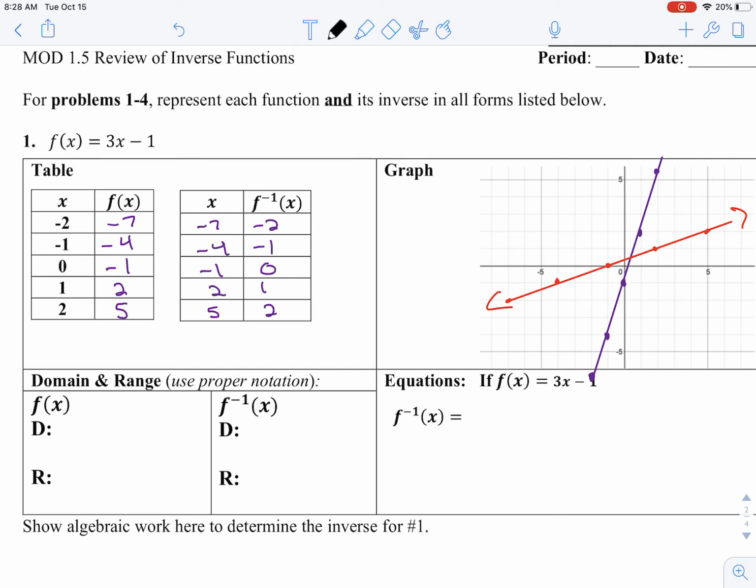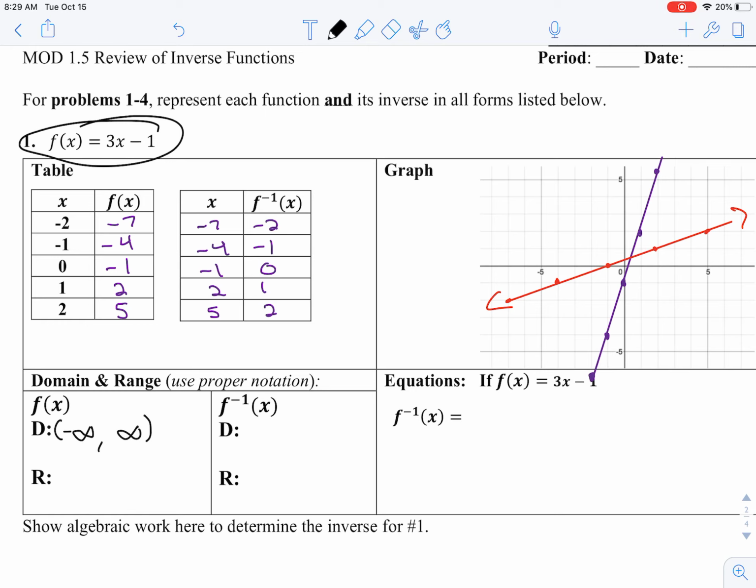Okay, let's do the domain of the regular function. So the domain of the regular function, what can I plug in for x? I can plug in anything for x. So I'm going to have -infinity to infinity. Shouldn't be equals. And remember, we use a parenthesis because we never get to -infinity. So make sure that you put a parenthesis if you mean a parenthesis and a bracket if you mean a bracket. Okay, bracket is included, parenthesis is excluded.